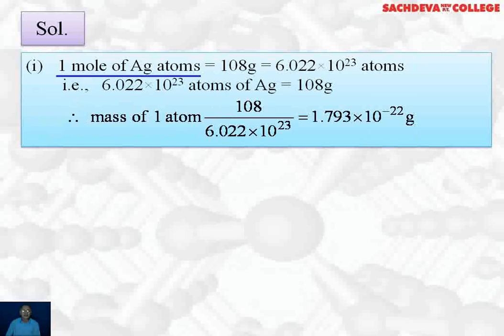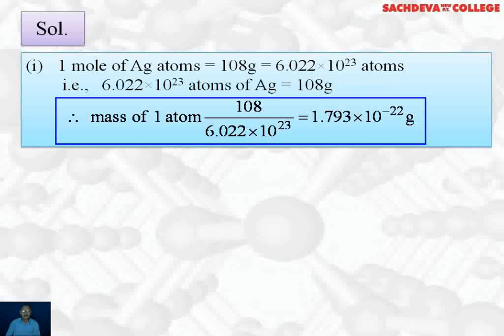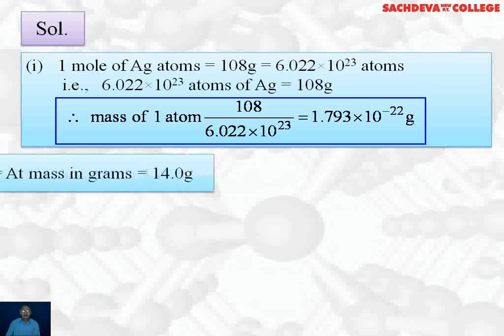1 mole of silver atom is equal to 108 grams. That is, it contains 6.022 × 10^23 atoms. 6.022 × 10^23 atoms of silver is equal to 108 gram. Mass of one atom will be equal to 108 divided by 6.022 × 10^23. It comes out to be 1.793 × 10^-22 grams.